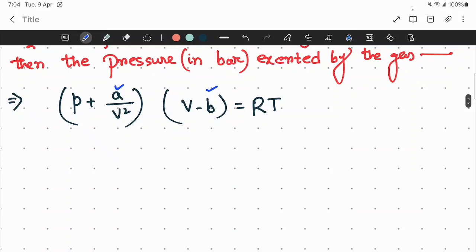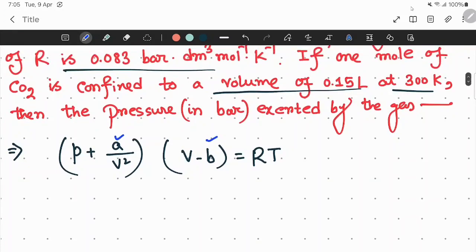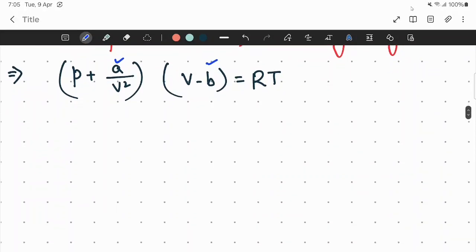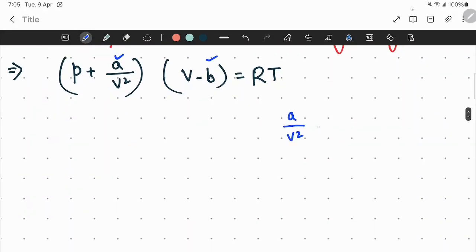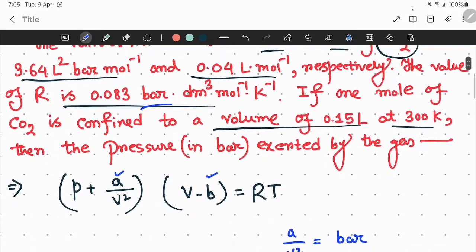This is very trivial, but still, A by V square should have the same unit as P. Otherwise, you can add only the same quantities, right? You can't add pressure with volume. When you are adding two things, they must have the same unit or dimension. That means they must be the same quantity. So A by V square should have the unit of bar, as here all pressure has the unit of bar.